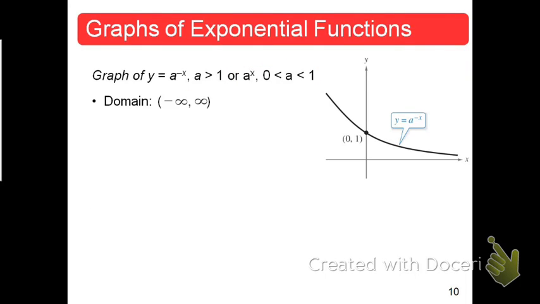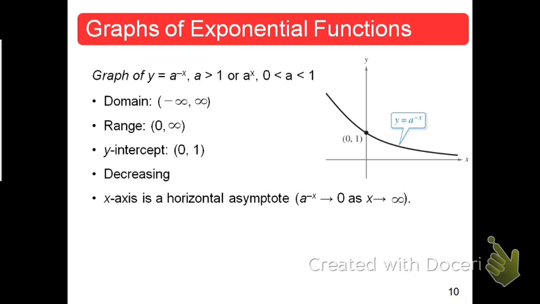The domain is still the same, from negative infinity to infinity. The range, again, is from 0 to infinity. It still goes through this point, (0, 1). This time the function is always decreasing. We have a horizontal asymptote at the x-axis, and this function is also continuous.